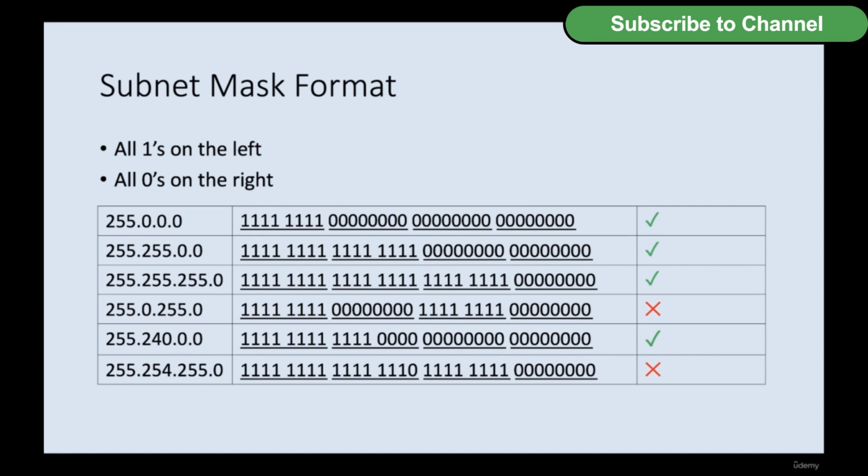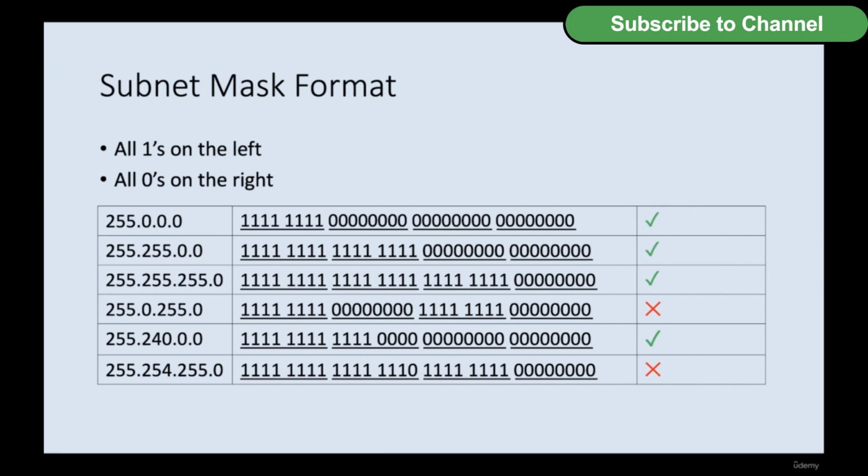Subnet mask format. By now you may have observed that in a subnet mask all binary ones are on the left hand side and all binary zeros are on the right hand side. Look at examples number 1, 2 and 3. In these examples, ones are on the left hand side and zeros are on the right hand side, and these are the correct masks. Example 4 is an incorrect case. Look at the binary representation of the subnet mask. All ones are not on the left hand side. Rather, there is a mix of zeros and ones. So it is an incorrect example.